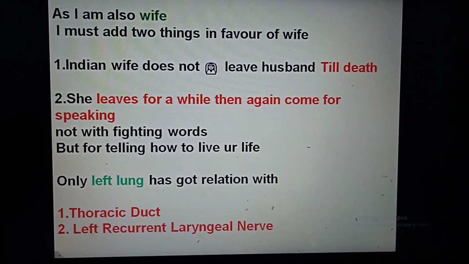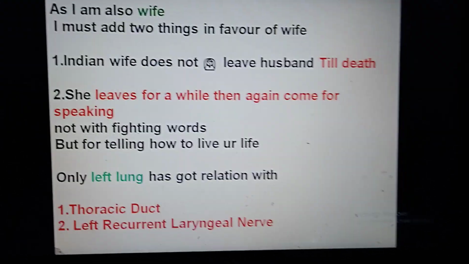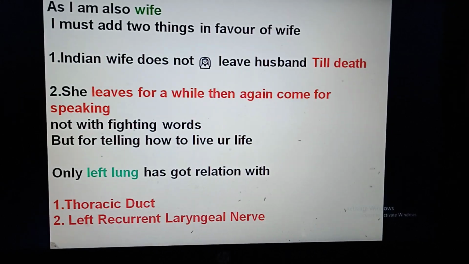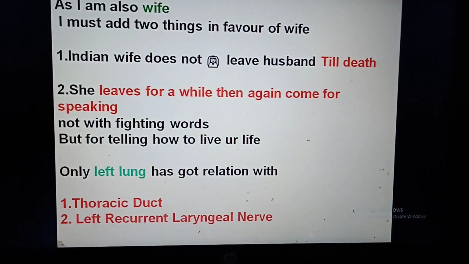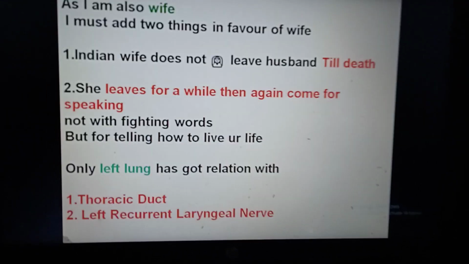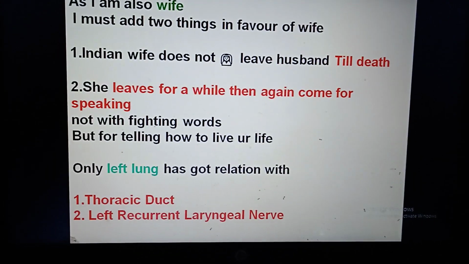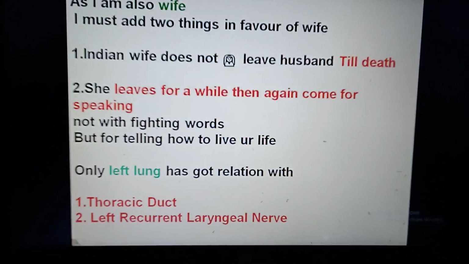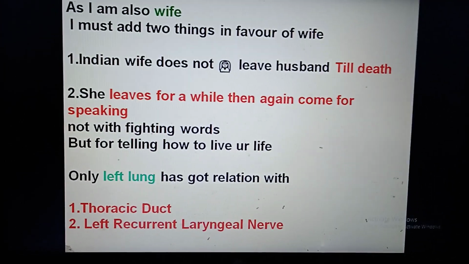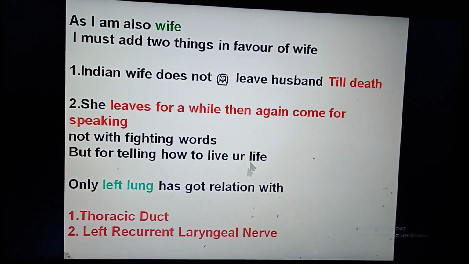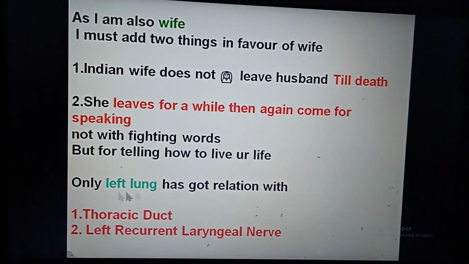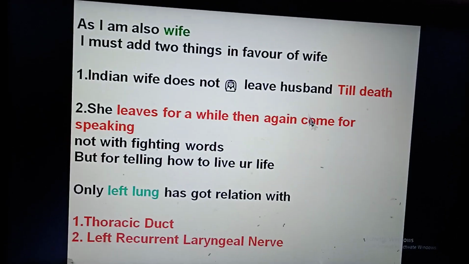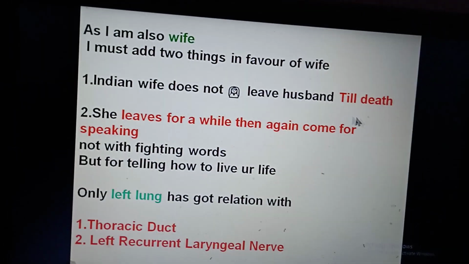As I am also a wife, so I must add two things in favor of wife. Indian wife does not leave husband till death. She leaves for a while, then again comes for speaking, not with fighting words, but for telling how to live your life. Only left lung. So this is about the wife, and wife is left lung. So only left lung has got two additional relations. She doesn't leave husband till death.